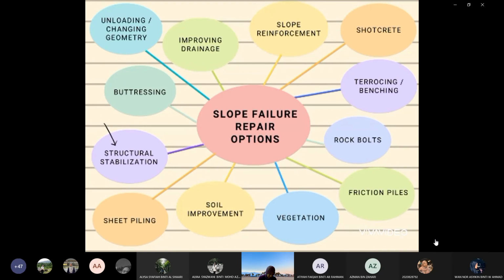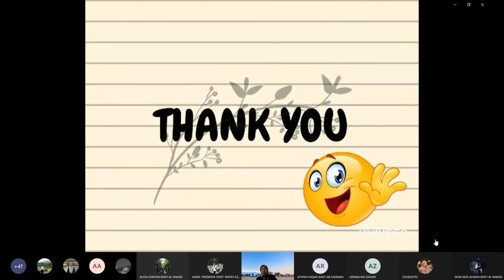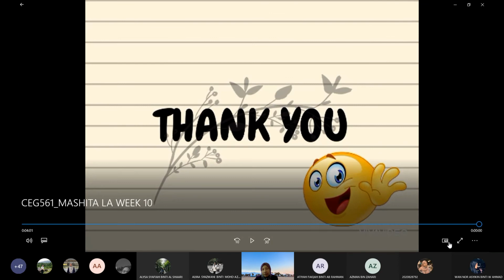Next, structural stabilization. There are 5 types of it. For example, retaining wall. It is the wall that is designed to hold a substantial amount of soil behind it in place, and it is very expensive. And the last one, buttressing. It happens when we over-excavate the cut slope. That's all from me. Thank you.